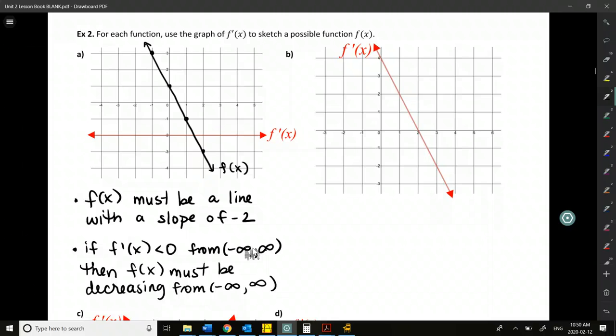Okay, let's look at the second one here. For our second one, we have a line. Remember how we talked about in our first unit how, if I'm doing derivatives of polynomial functions, the degree goes down every time I take the derivative? So if we have a linear function as the derivative function, what must f at x be? Oh, a quadratic function. Okay, so here we could say f at x is a quadratic.